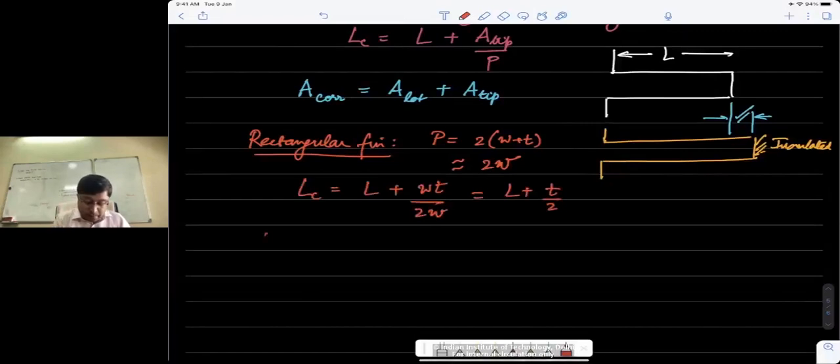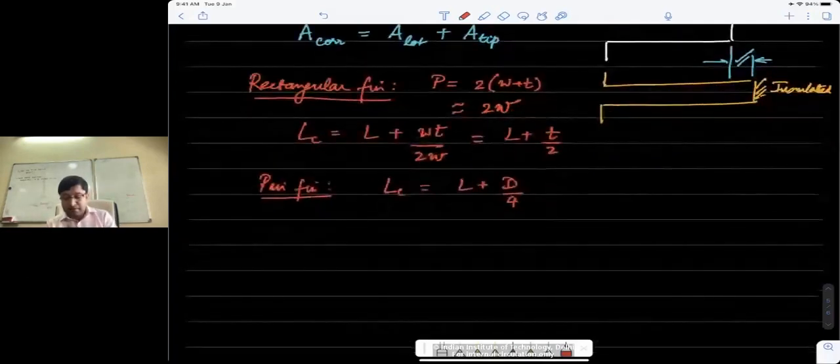You can prove that for a pin fin of uniform cross-section area, the corrected length will be L plus D by 4. That's simple because the tip area is pi D squared by 4, the perimeter is pi D, so you get D by 4 there. So we can always use these kinds of corrections to get quick estimates.